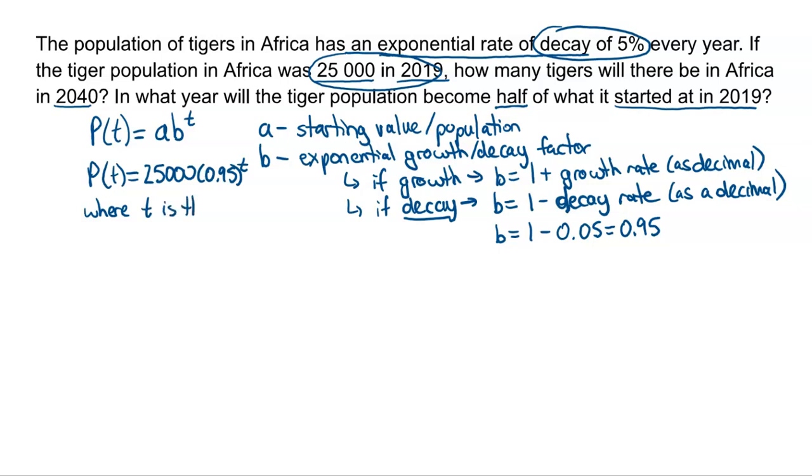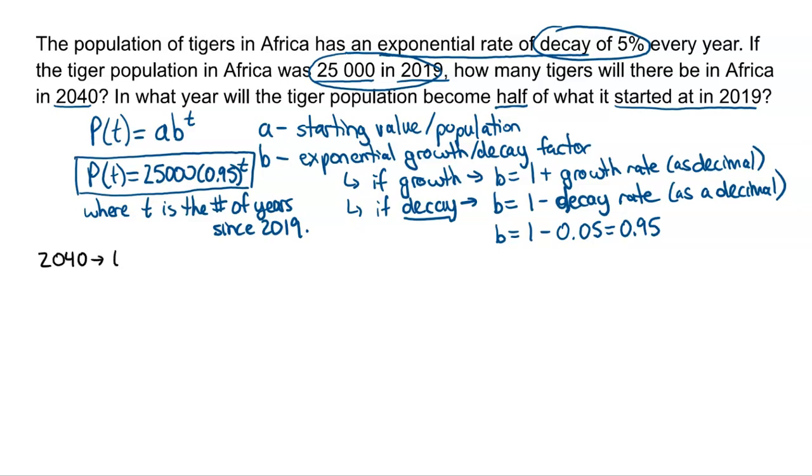Where t, and we have to be specific here, is the number of years. Sometimes with bacteria or things, you might have number of minutes or hours. But here it's the number of years, and specifically since 2019, because that's where we're starting this equation off at. So we have to be very specific with how we define our t value. And so our P is our population of tigers after t years since 2019.